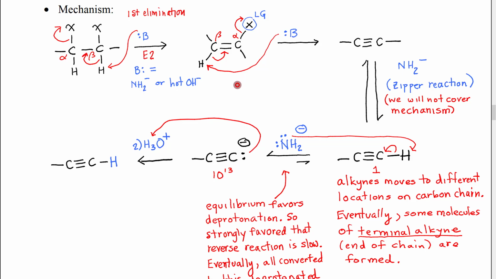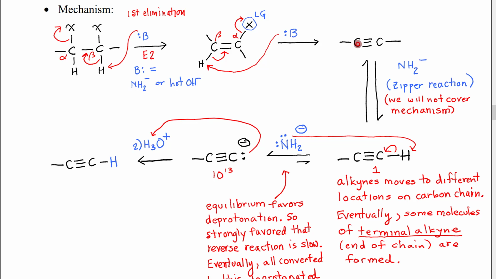This second step actually has a much higher activation energy. It takes a lot more energy to accomplish. So that's why we need to use either very strong base or a lot of heat to force this second step to occur. The result of this second step is formation of an alkyne between our original 2 carbons that had the halogens on them.